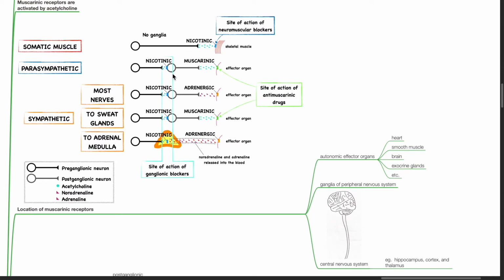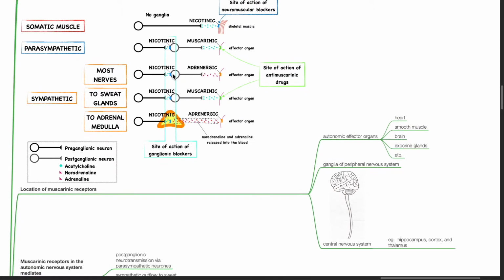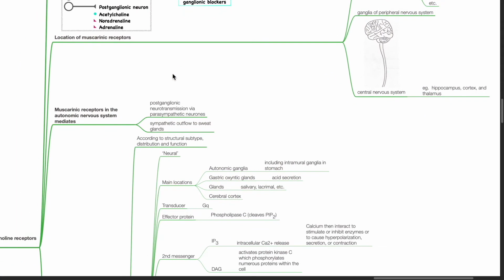Muscarinic receptors are located at autonomic effector organs such as the heart, smooth muscle, brain, exocrine glands, etc., at ganglia of the peripheral nervous system, and in the central nervous system such as in the hippocampus, cortex, and thalamus. Muscarinic receptors in the autonomic nervous system mediate postganglionic neurotransmission via parasympathetic neurons and sympathetic outflow to sweat glands.